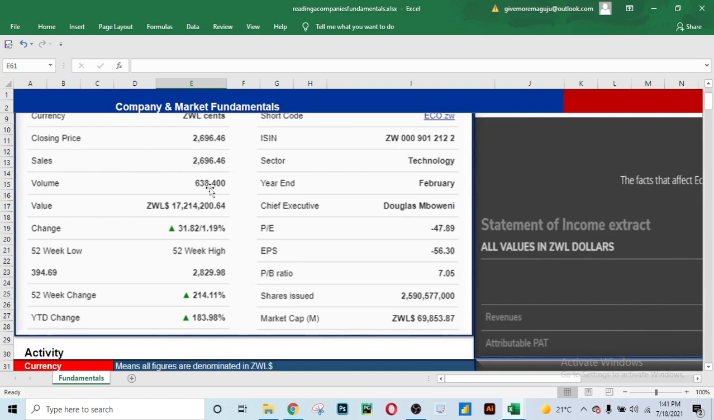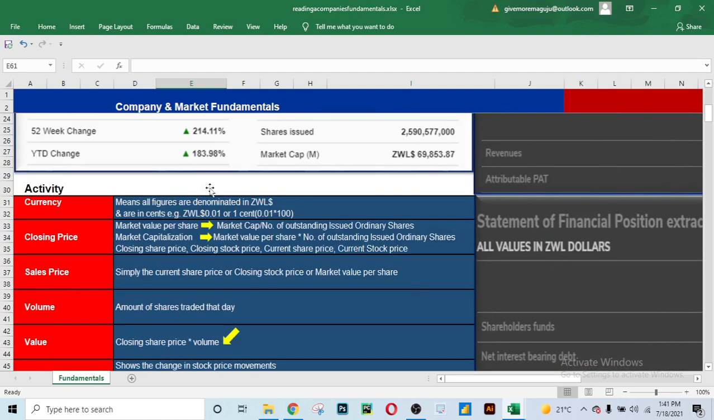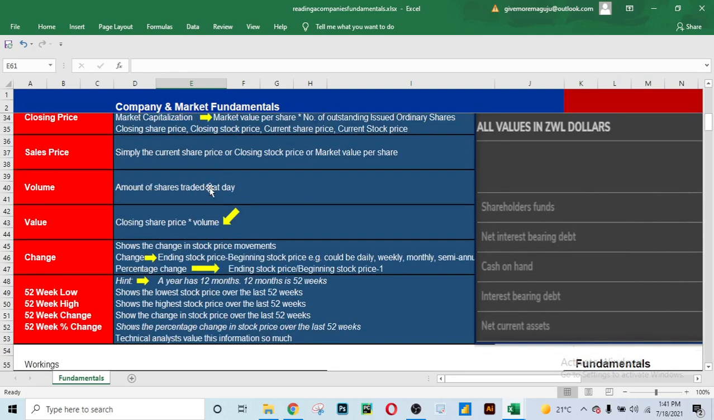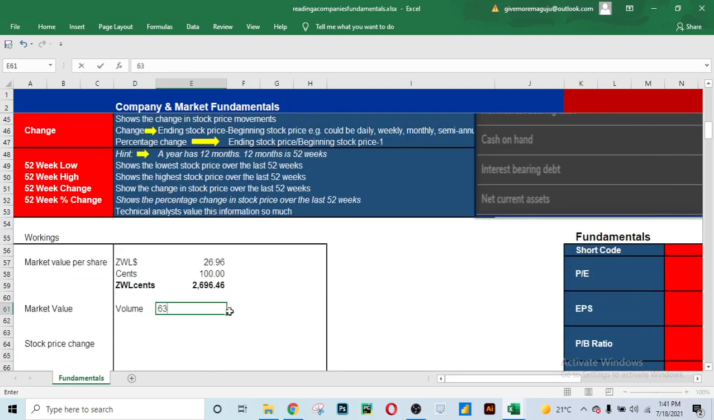It's 638,400. That's the figure for the volume, the amount of shares that was traded that day. To get the value, it's now easy, because all we need to do is multiply the share price with the volume. So we say equals, this share price times the volume.